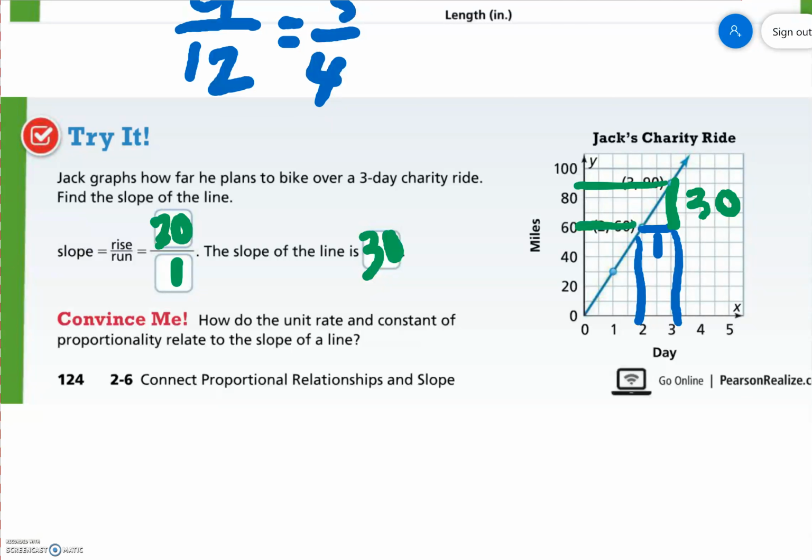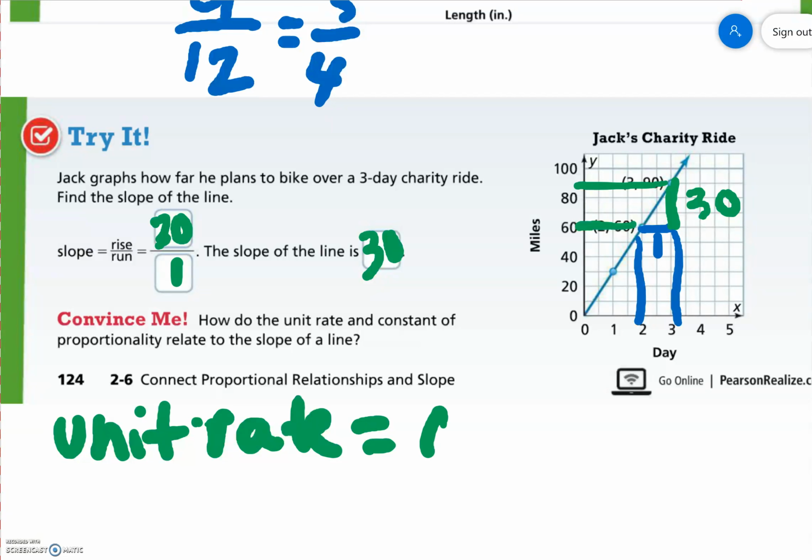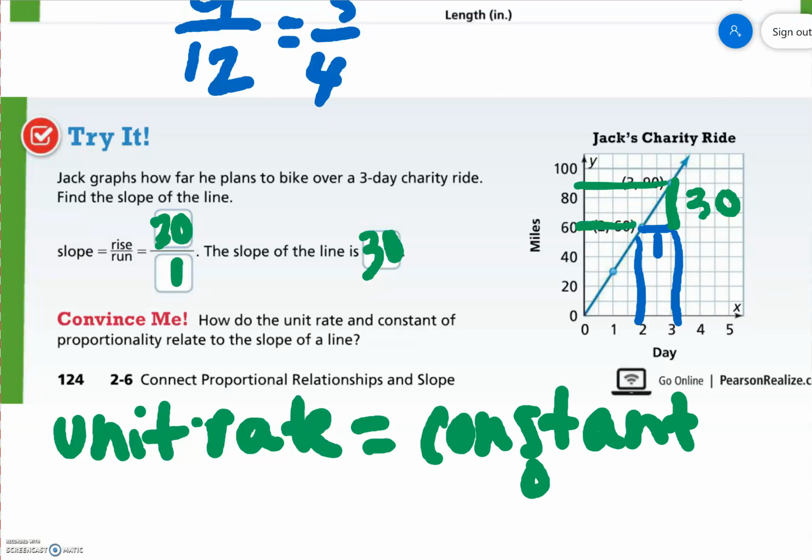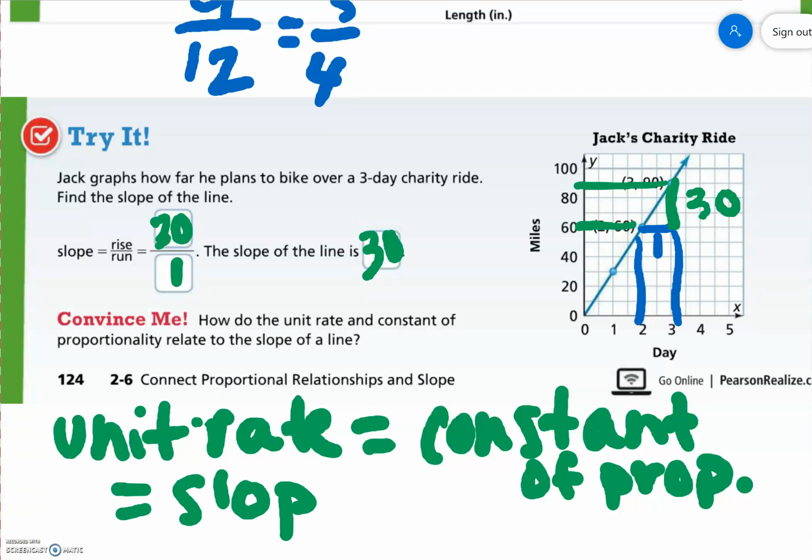How do the unit rate and constant of proportionality relate to the slope of the line? The unit rate is equal to the constant of proportionality, which is also equal to slope. They are all the same thing.